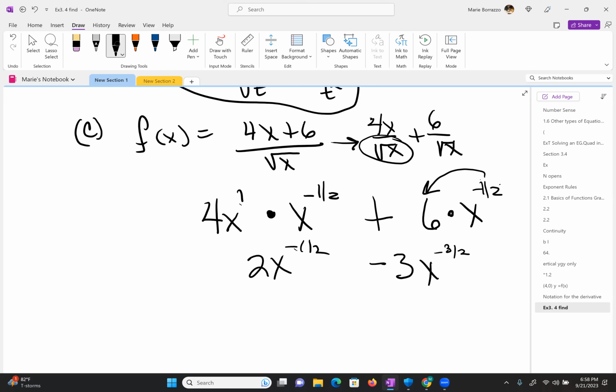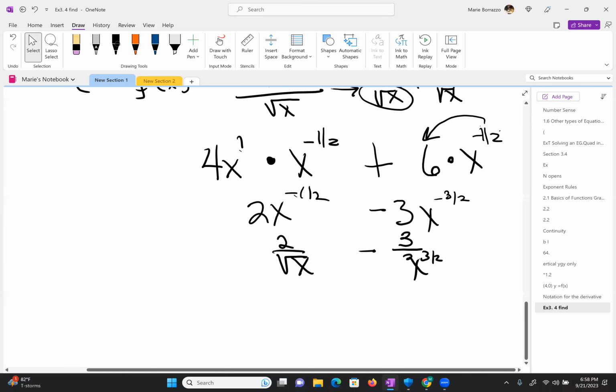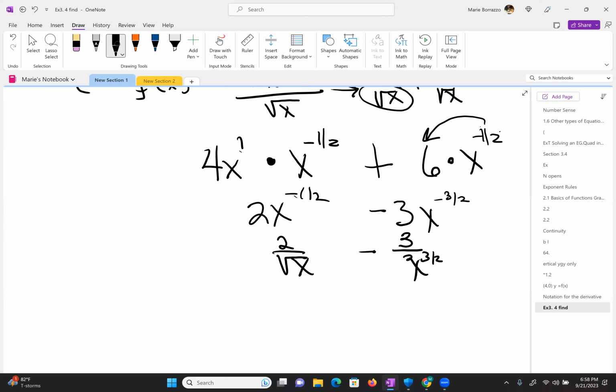Are we good so far? This is how I end up with 2 over square root of x minus 3 over x to the 3/2. Which, remember, the 3/2. Huh? Can you go back to 6 times x?